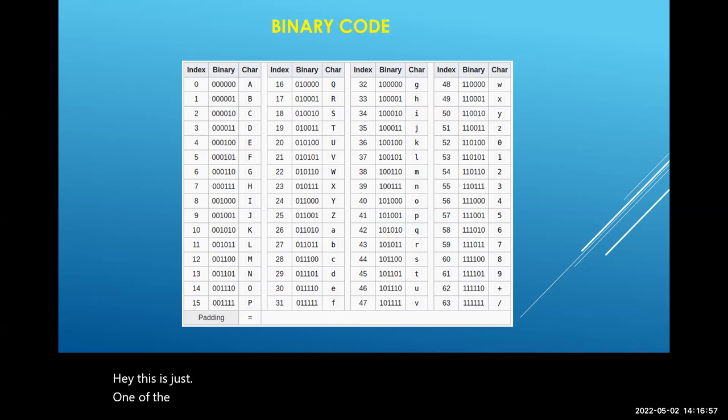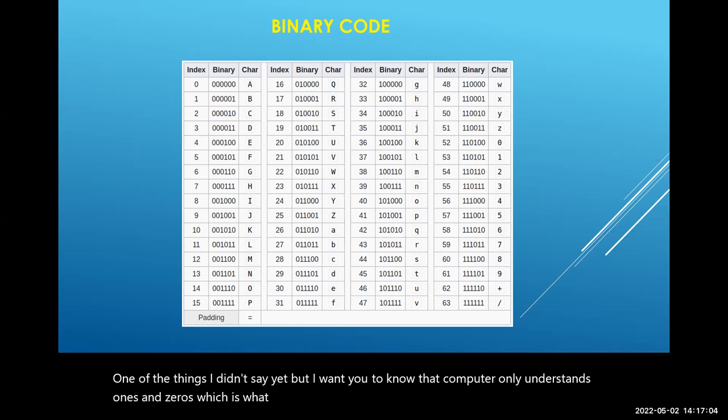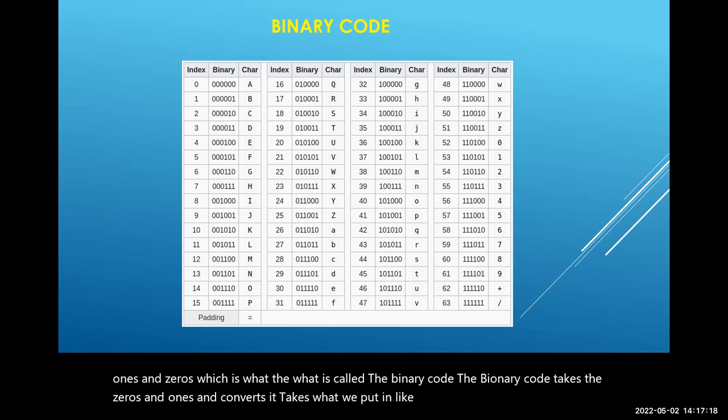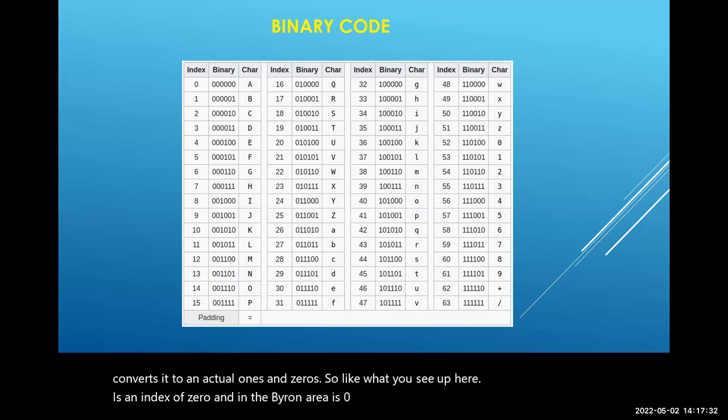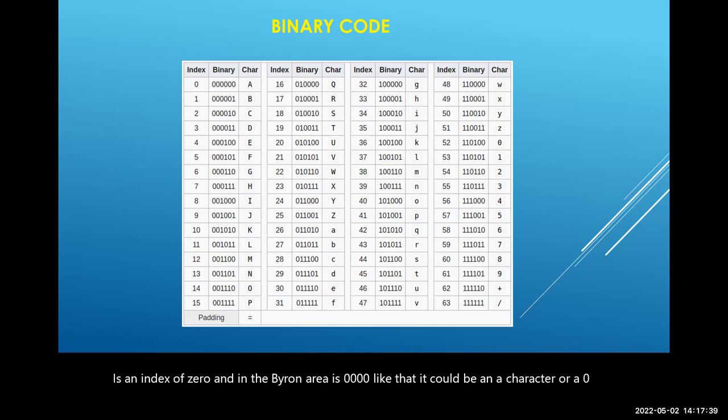One of the things I didn't say yet, but I want you to know, is that the computer only understands ones and zeros, which is what is called the binary code. The binary code takes what we put in, like a word or a number, and converts it to actual ones and zeros. So like what you see up here is an index of 0 and then the binary is 0000. It could be an A character or a 0, and it goes through this whole alphabet, and it doesn't discriminate against uppercase and lowercase.